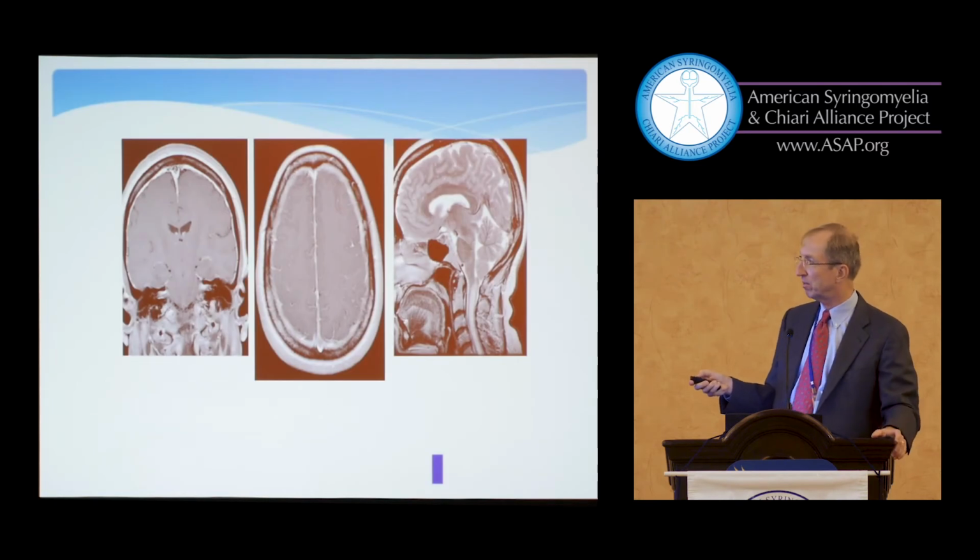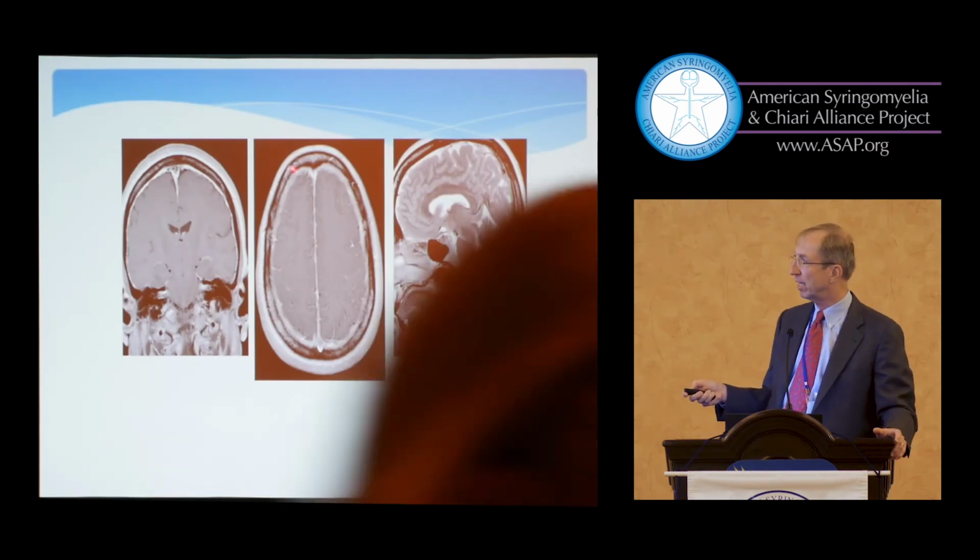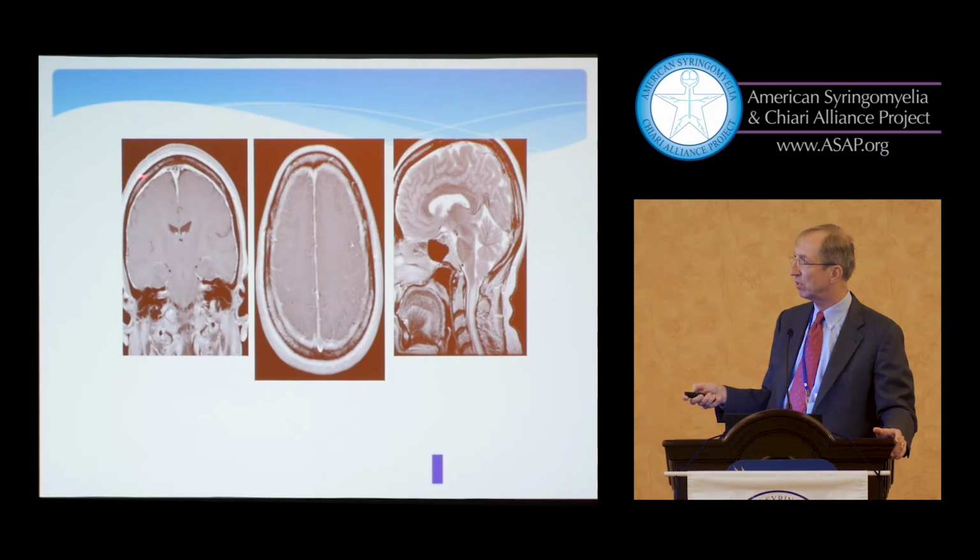So I'll show you a little of this here. These are contrast-enhanced MRIs, these two here, and you see the dura, the covering layer of the brain, lighting up white with contrast. And this can become even more significant over time, be thickened.